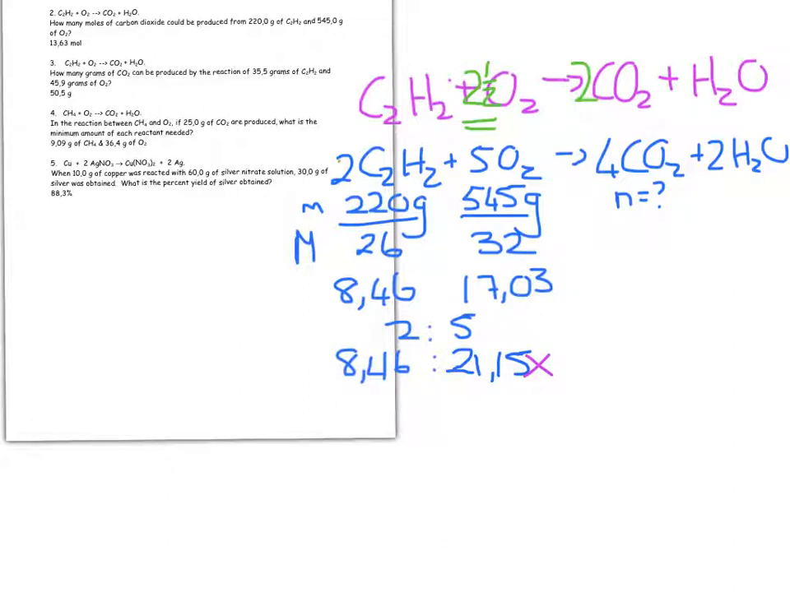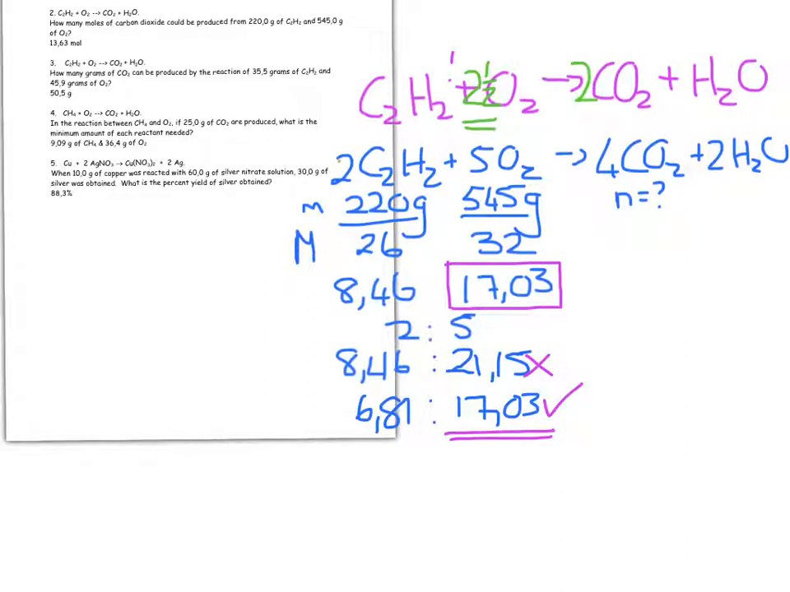Let's try the other way around. I put the 17,03 in over here, divide it by 5, multiply by 2, and I land up with 6,81. Well, that does work. I have got enough ethine. So my limiting reagent is the oxygen. So I am going to use the 17,03 moles to establish my mole ratio.